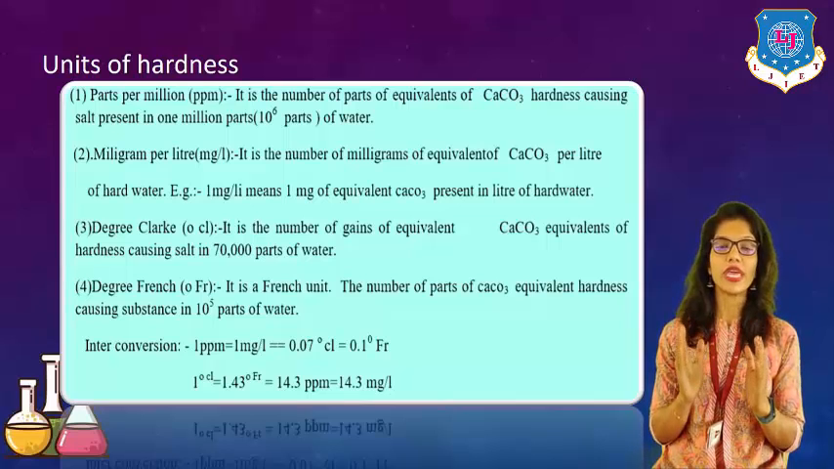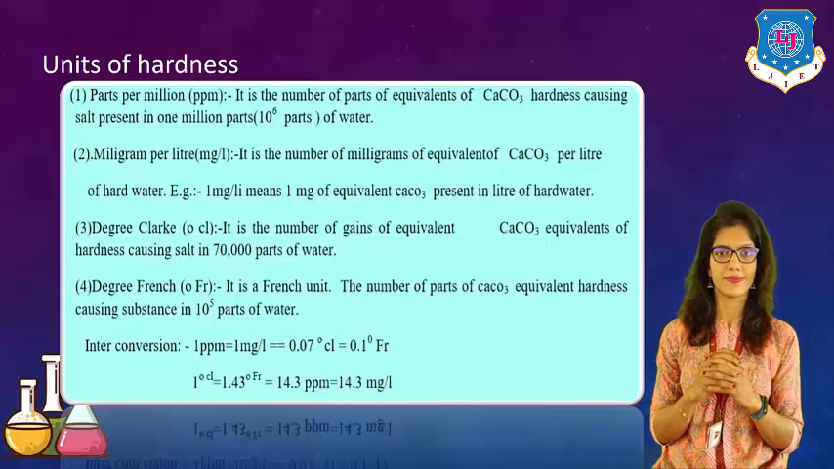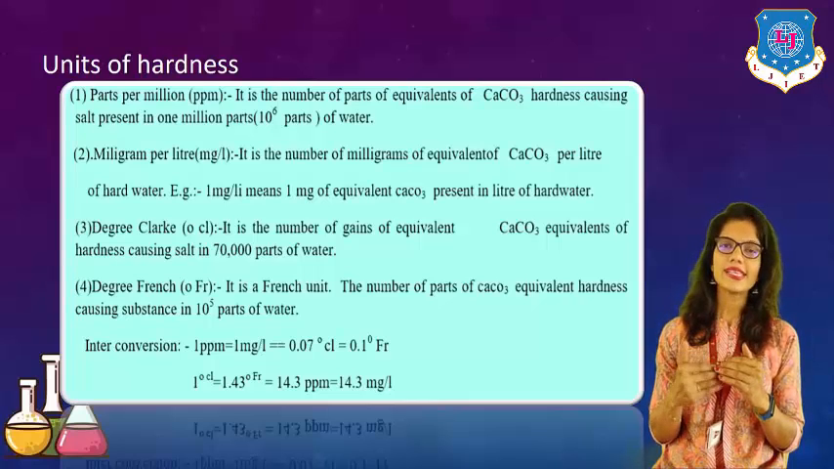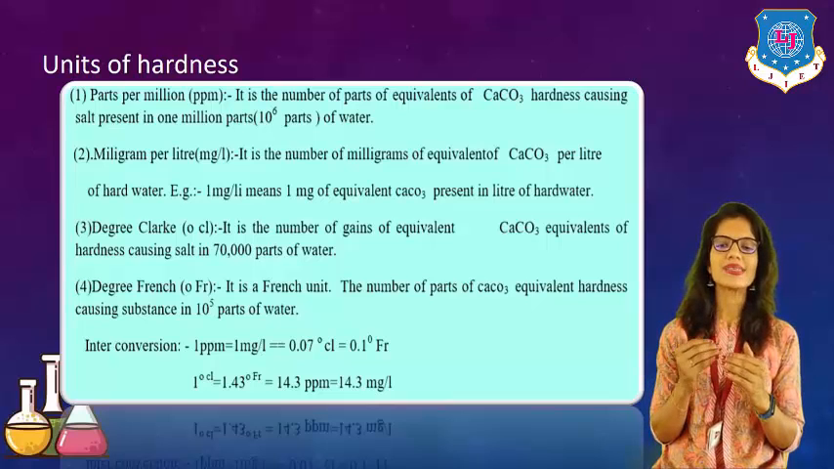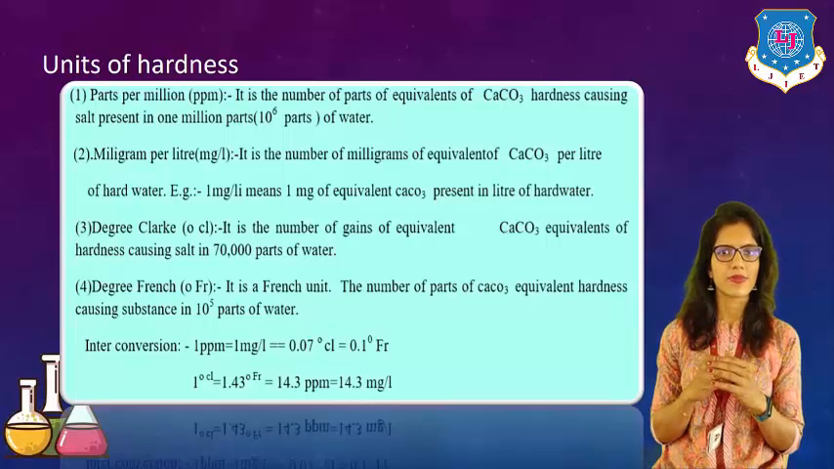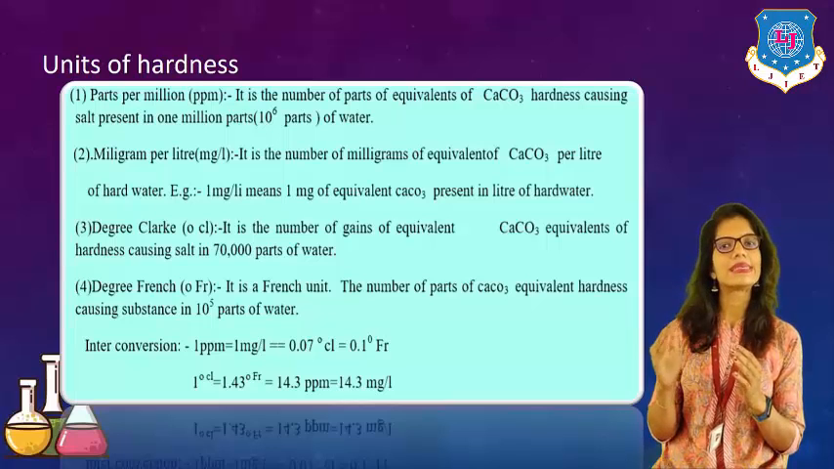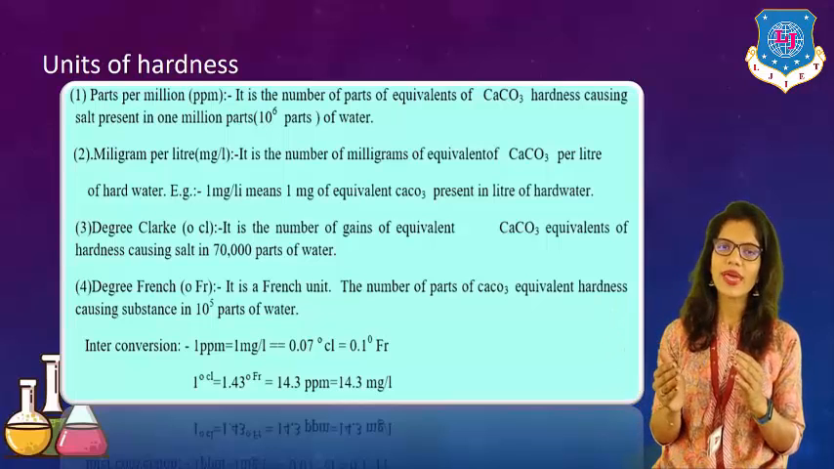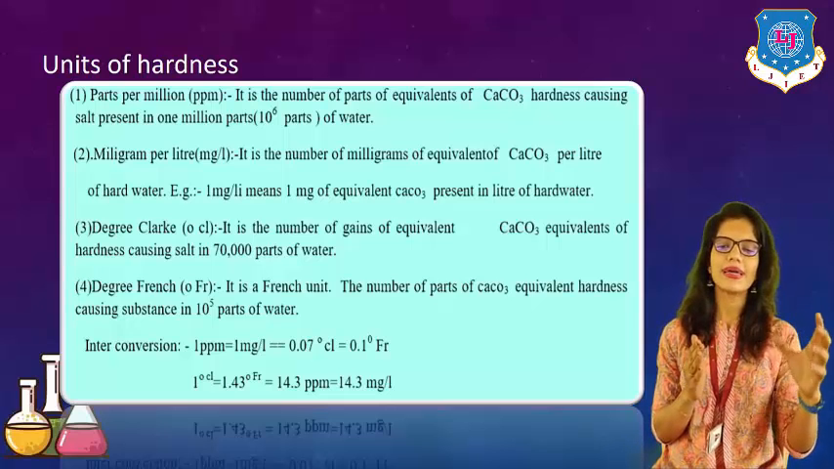The number of parts of equivalents of CaCO3 hardness causing salt present in 10^6 parts of water is known as ppm, which is parts per million. Okay. Now, next one is mg per liter. It is the number of milligrams of equivalents of CaCO3 present per liter. How many mg of equivalents of CaCO3 are there in 1 liter? In this way, we can describe mg per liter.